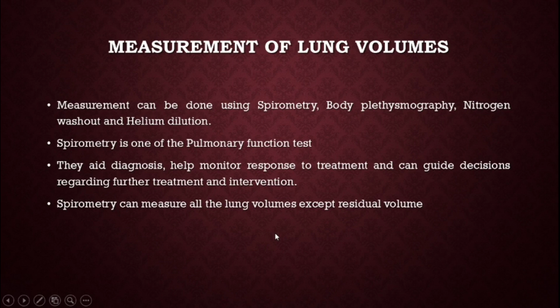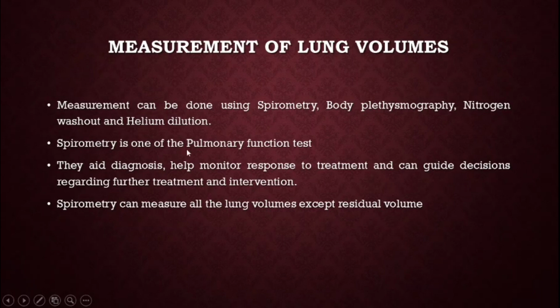So the lung volumes can be measured by using spirometry, body plethysmography, nitrogen washout, and helium dilution. In this video we are not going to talk about body plethysmography, nitrogen washout, and helium dilution, but we'll only focus on spirometry. We have different types of spirometry, and in this experiment, the spirometry which we will use is the incentive spirometry.